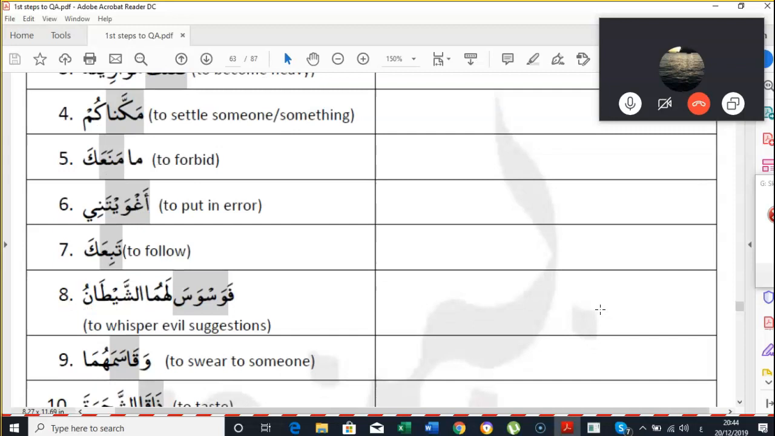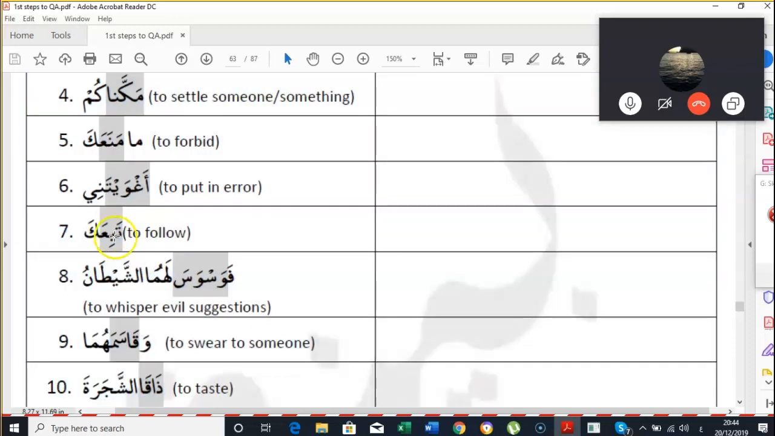So even though in Arabic the me or I comes at the end, you can't say that in English. You can't say "you put in error me." So you put me into error. Okay. تبعك. So get rid of the ka, tabi'a. After you. He followed you. Very good.